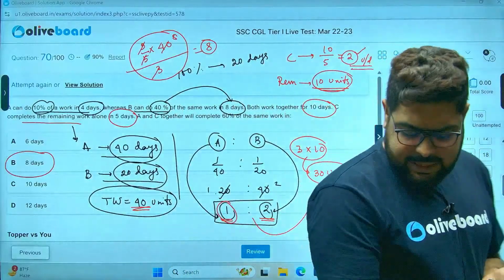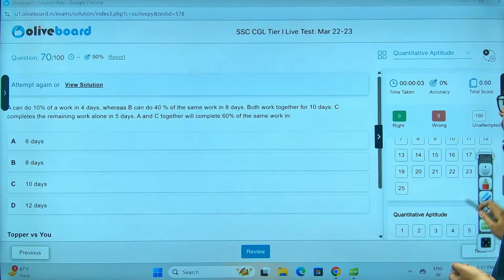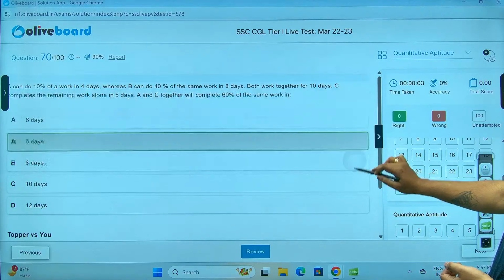A little story-based question, a little calculative, you can say. The answer was 8 days, right? Yes, option number B.